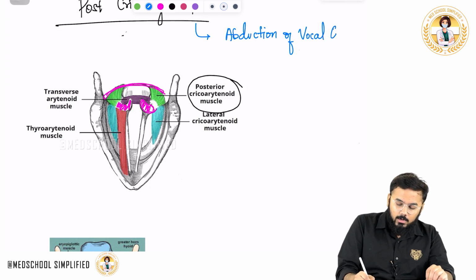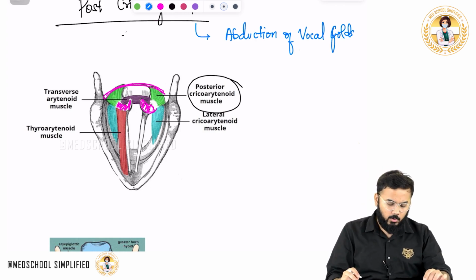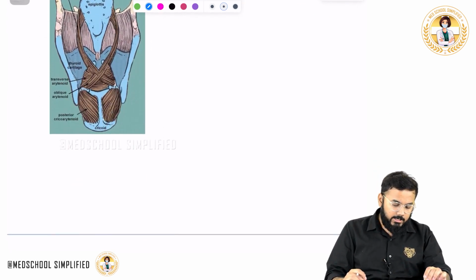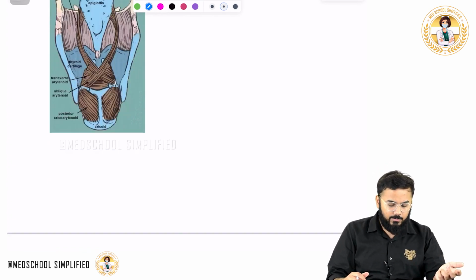Abduction of your vocal folds or your vocal cords. Okay, the true vocal folds. Next important muscle. So these are the things over here. This is another simple picture from the back.